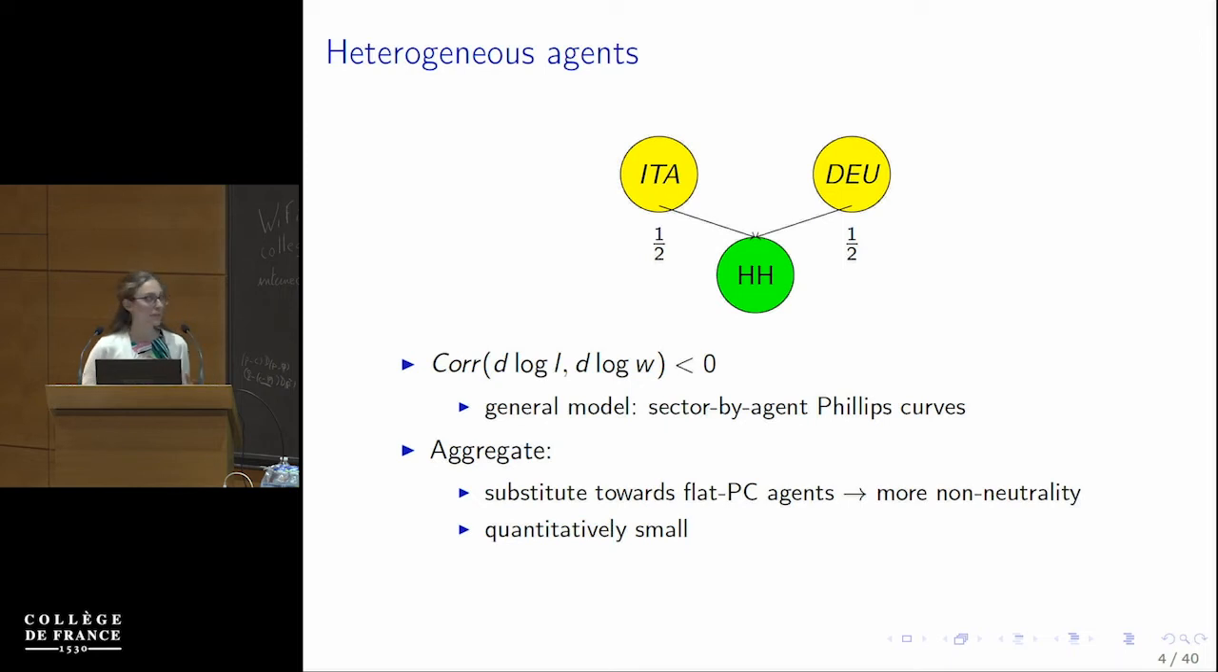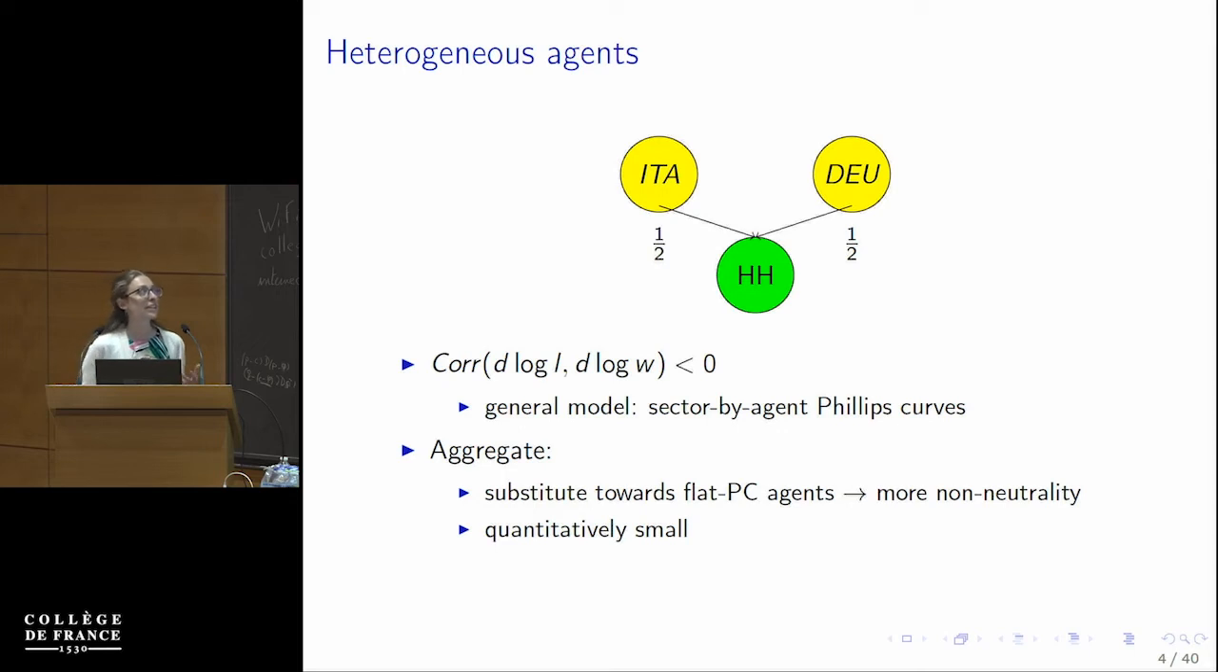Okay, so again, we see that we have a negative correlation between the quantity effect, so the employment effect, and the price effect, which in this case is the two workers' wages. All right. And this intuition will keep holding also when we add the general network, but then we will not just have a correlation between employment and wages. We will need to define sector by agent Phillips curve and combine them in the correct way to study the cross-sectional effects. All right. So that's why we need the bigger model.